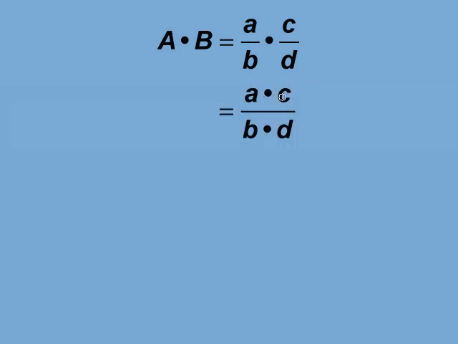We get a times c in the numerator and b times d in the denominator. So we have a product of integers here and the product of integers here. The product of any two integers is itself an integer. So we can rewrite the numerator and denominator as two new integers, e and f. E is the product of a and c, and f is the product of b and d. We now have the ratio of two integers, e and f.